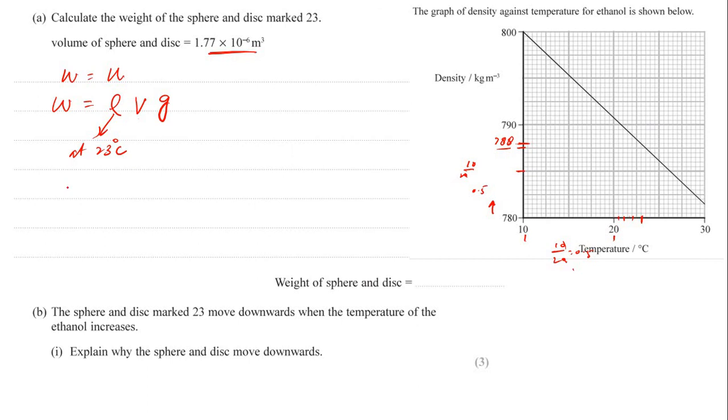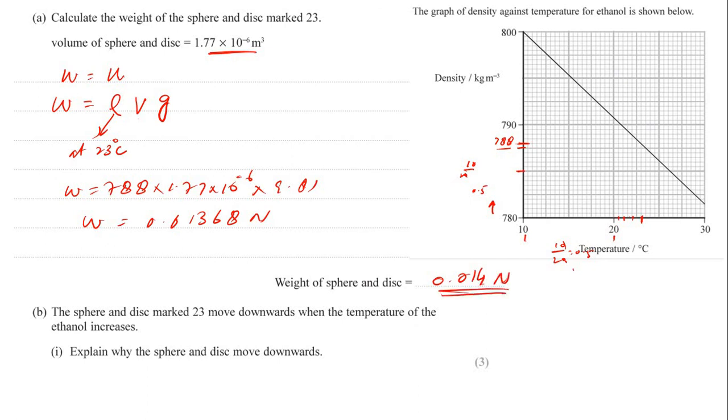So now you can find W is equal to 788, there is no other unit, okay, into volume 1.77 into 10 to the power minus 6 into 9.81. So weight will be 0.01368 Newton. You can round it off and you can say that weight is 0.014 Newton. That's how you can find the weight.